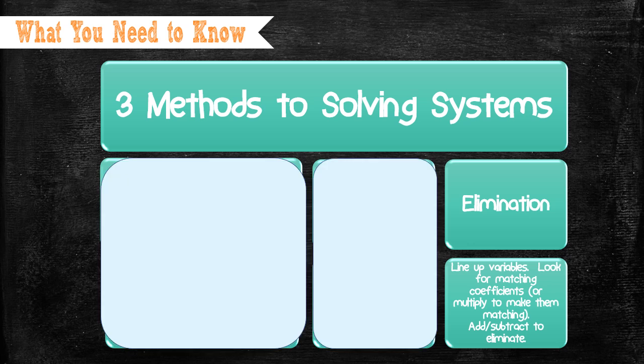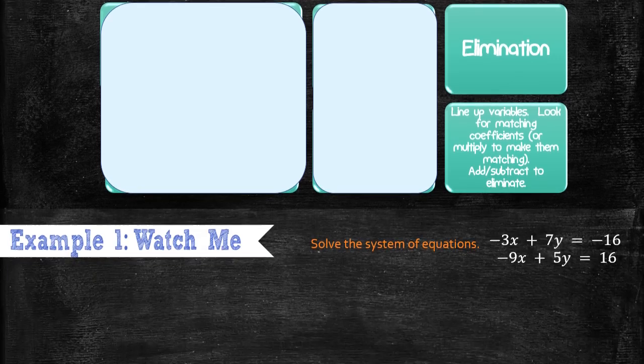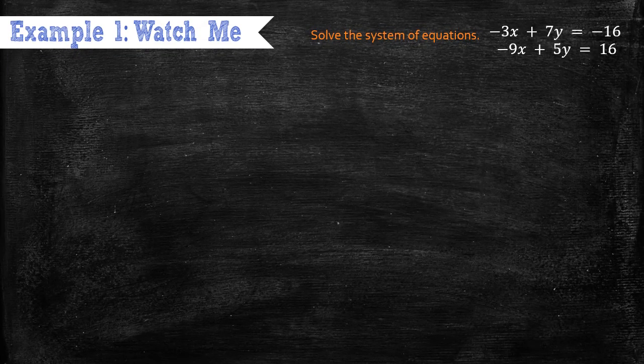And then lastly, what we're going to focus on today is elimination, where we line up variables, we look for matching coefficients, or today what we're going to focus on is multiplying to make them matching, and then we're going to add and subtract to eliminate. If you haven't watched the previous video on eliminating just using adding and subtracting, that might be a great place to start. All right, so let's take a look at this first example.